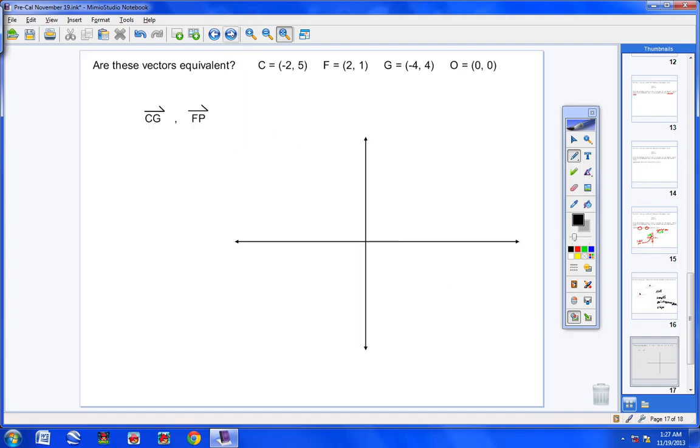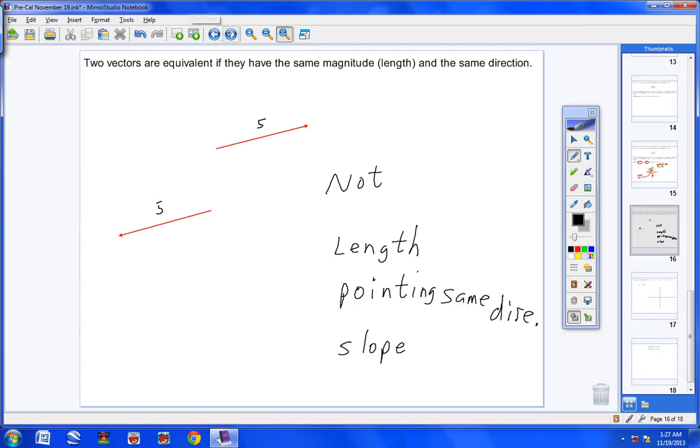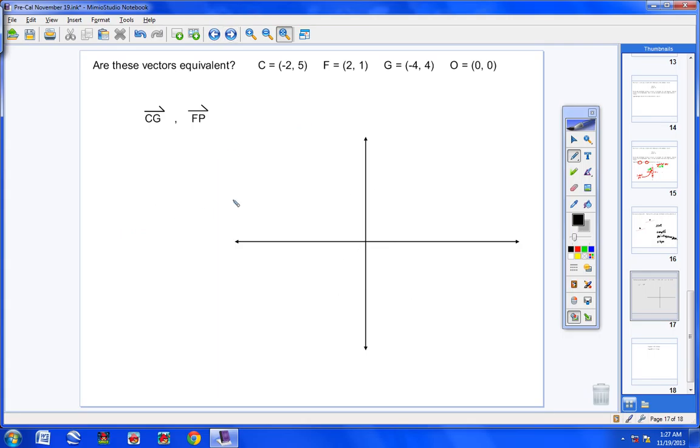Okay, so with that in mind, let me give you some closure. Hopefully you've listened really well today. We're going to take a look at this problem, and then there's your homework right there. So we're just about done, okay? So let's take a second and let's look at this problem. Now these aren't vectors, these are just ordered pairs, okay? Are these vectors right here equivalent? Are they equivalent?